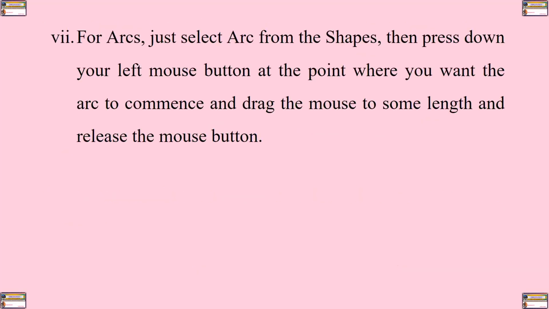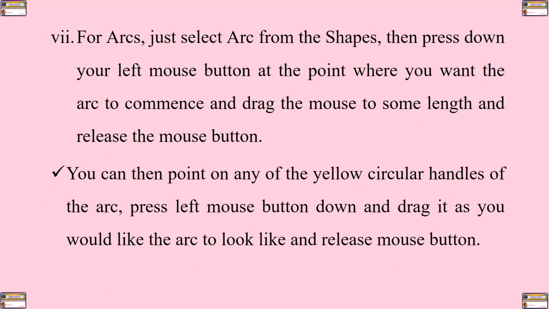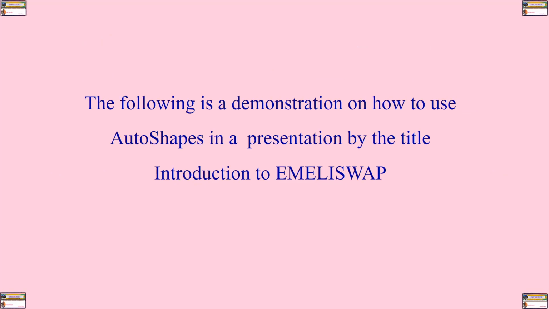For arcs, just select arc from the shapes, then press down your left mouse button at the point where you want the arc to commence, and drag the mouse to some length and release the mouse button. You can then point on any of the yellow circular handles of the arc. Press the left mouse button down and drag it as you would like the arc to look, and release the mouse button.